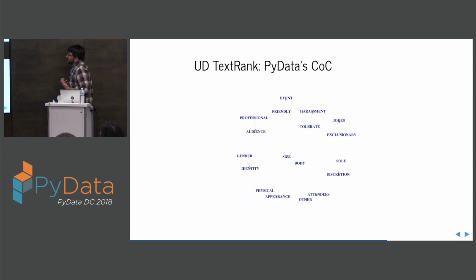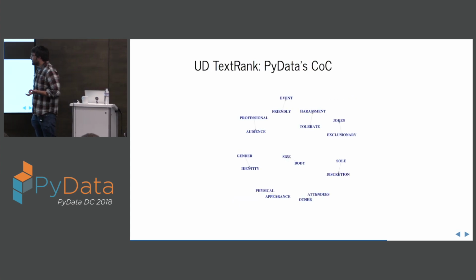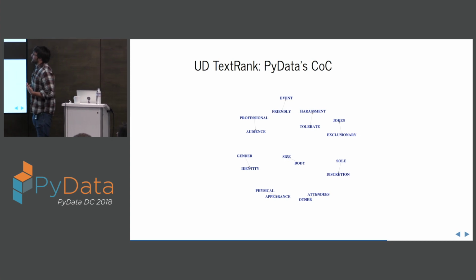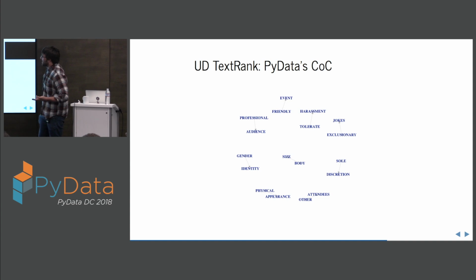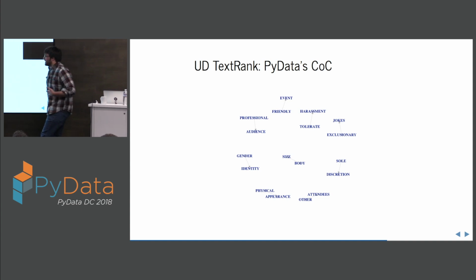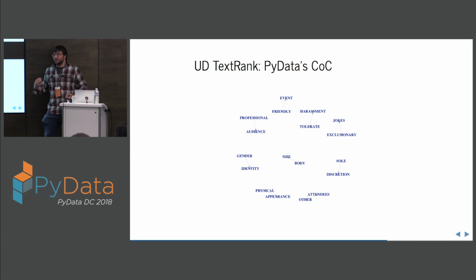And the undirected TextRank has other stuff, like exclusionary jokes as a concept, tolerate, friendly event, professional audience, body size, gender identity. Those are all the concepts that just got pulled simply by traversing the graph.